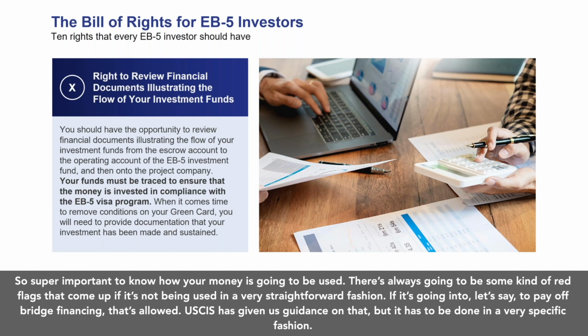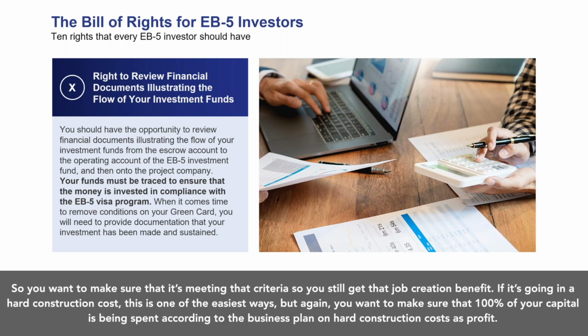There are always going to be red flags that come up if it's not being used in a very straightforward fashion, right? If it's going to pay off bridge financing, that's allowed. USCIS has given us guidance on that, but it has to be done in a very specific fashion. So you want to make sure that it's meeting that criteria so you still get that job creation benefit. If it's going into hard construction costs, this is one of the easiest ways. But again, you want to make sure that 100% of your capital is being spent according to the business plan on hard construction costs as promised.